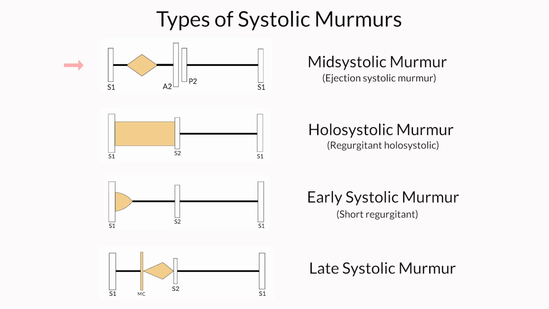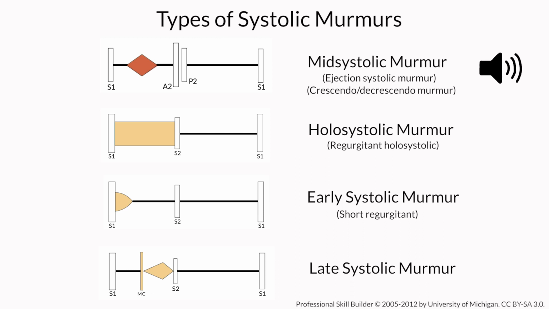In a mid-systolic murmur, you can hear that they're initially softer, then they get louder, and then softer again. Sometimes that's referred to as a crescendo-decrescendo murmur. Holosystolic murmurs are heard throughout systole between S1 and S2 and can often actually obscure the beginning of diastole. Early systolic murmurs are short and heard right at the beginning. And late systolic murmurs are usually reflective of mitral regurgitation and are usually accompanied by a mitral click.